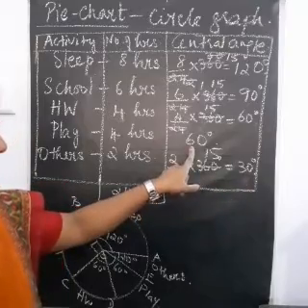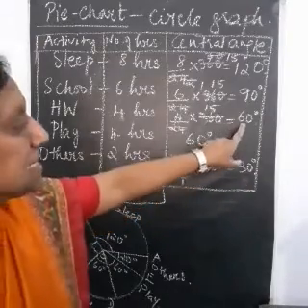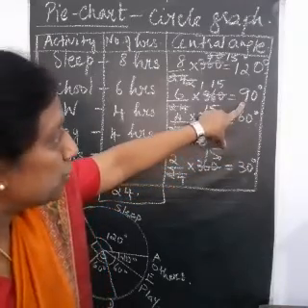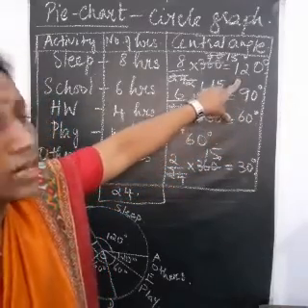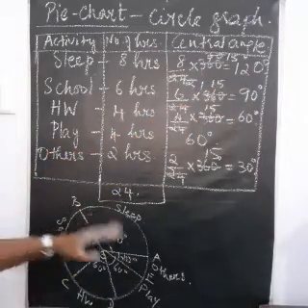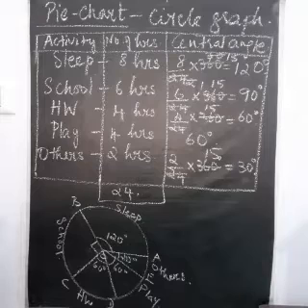See, 30 plus 60 is 90. 90 plus 60 is 150. 150 plus 90 is 240. 240 plus 120 is 360. So our sum is correct and this is how you will represent it in the form of a pie chart.